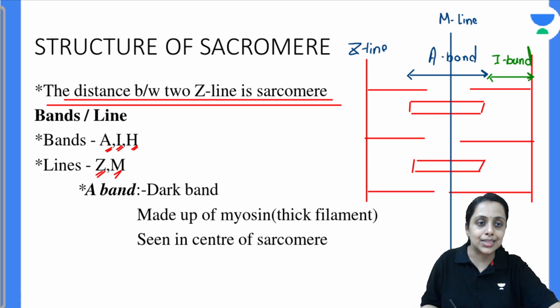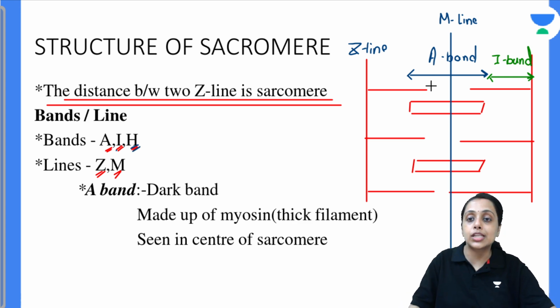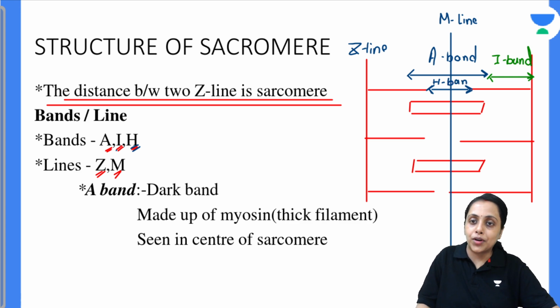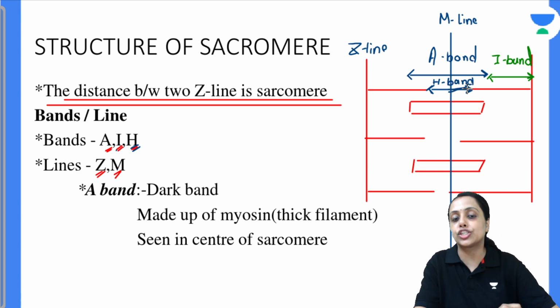And the last one, that is our H band. H band is the portion of A band which is not overlapped by actin filament. So this is our H band or H zone. The portion of A band which is not overlapped by actin is known as H band.